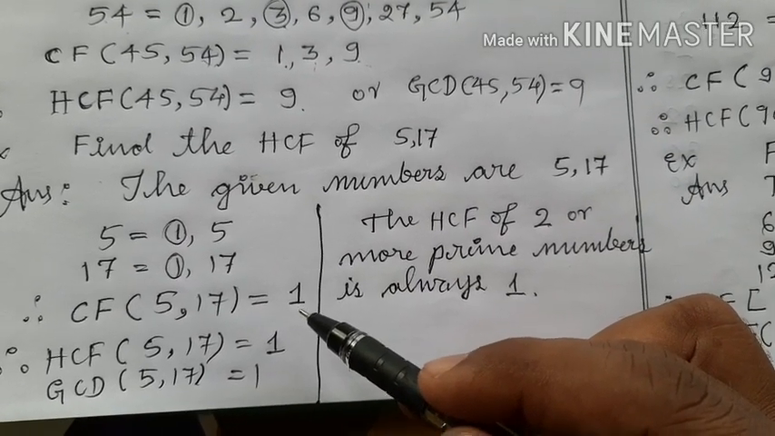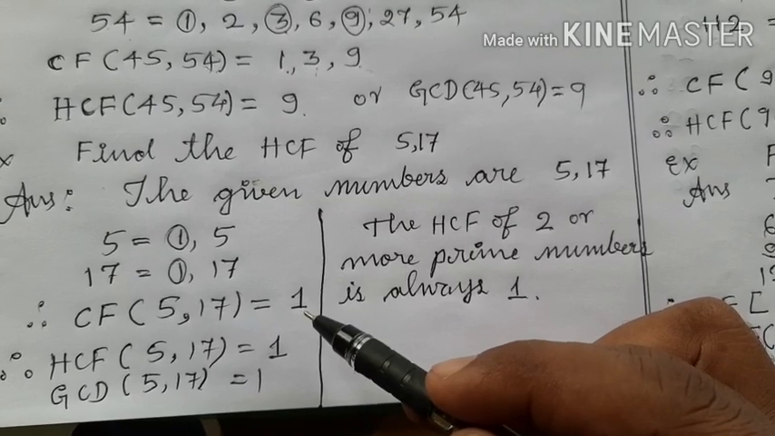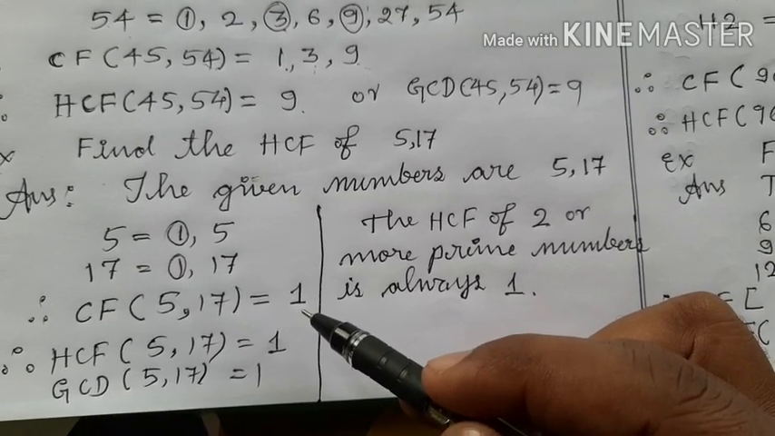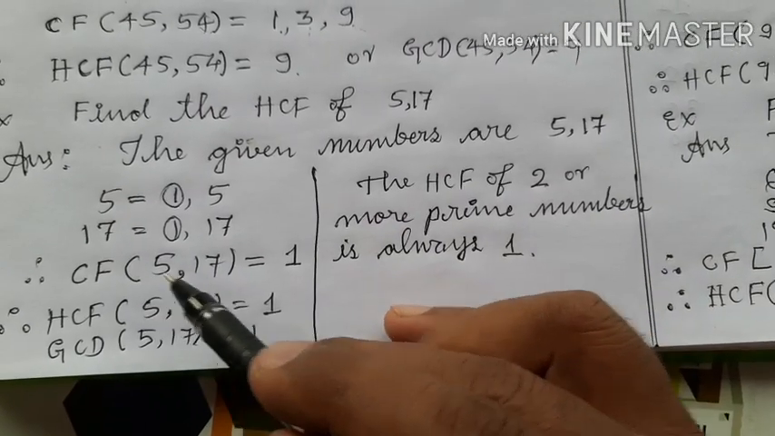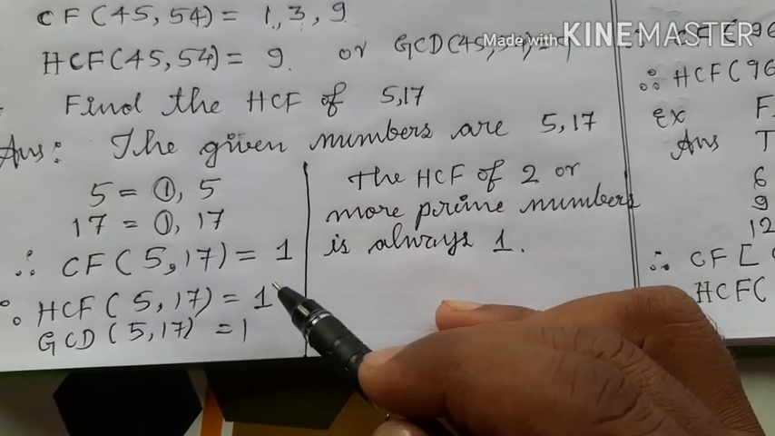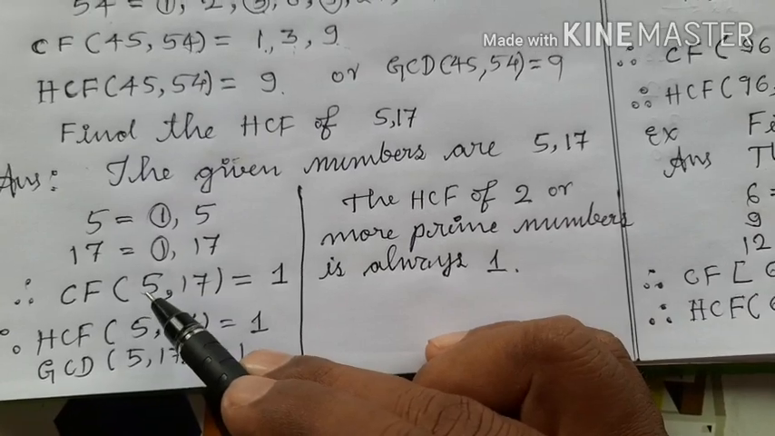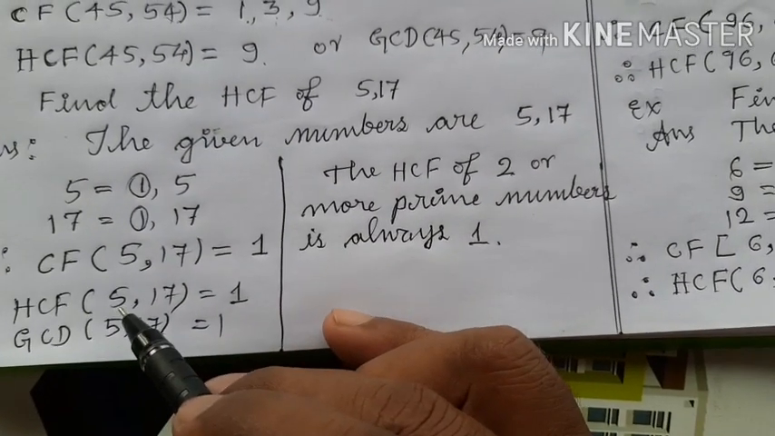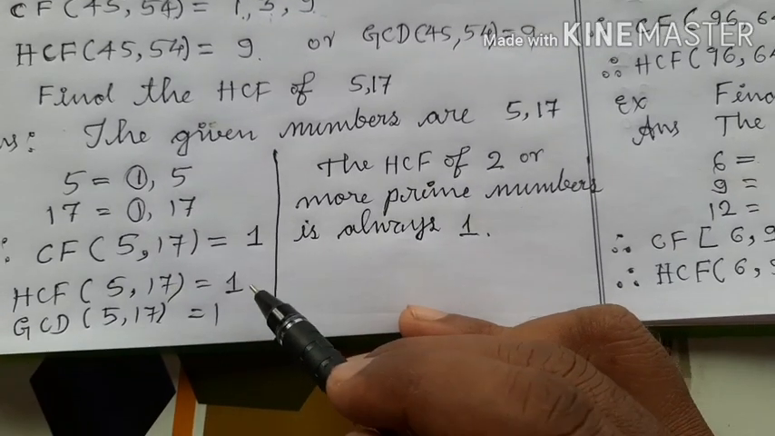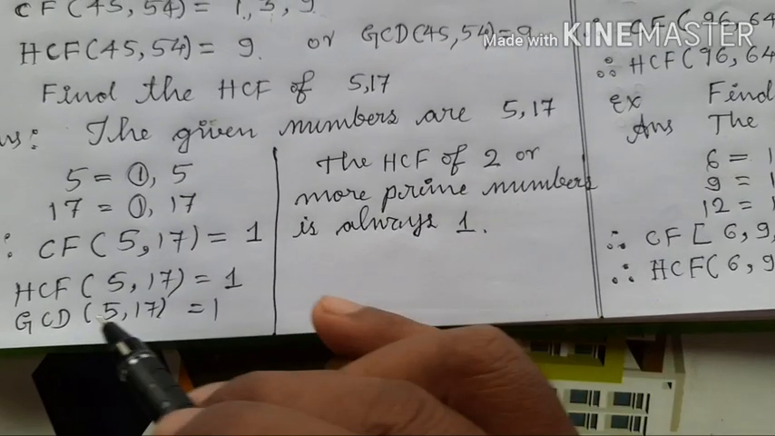Other than 1, do they have any common factor? No. Okay. Now children, what is the highest common factor of 5 and 17? Here, the common factor of 5 and 17 is also 1, and the highest common factor of 5 and 17 is 1 only. So children, the greatest common divisor of 5 and 17 is also 1.